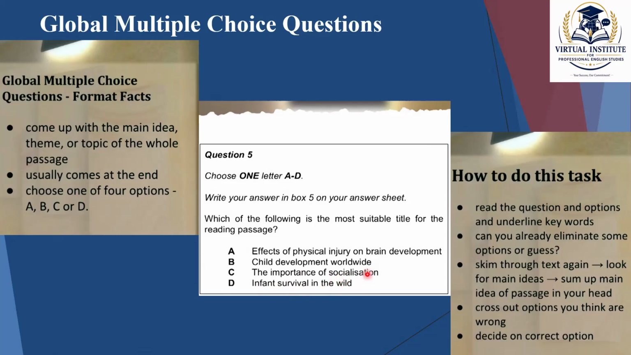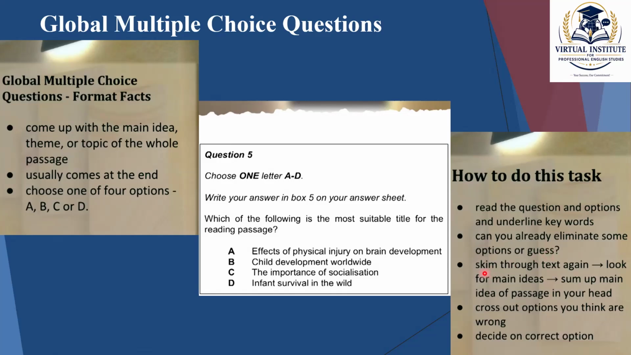By underlining and understanding the keywords, you can look for the rephrase or paraphrase of these words, and scan the passage and find your answer. Now, can you already eliminate some options or guess? If you have read the passage, automatically your mind will exclude or include some of the options, because your mind understands what the passage is all about. Once you understand the theme, the main idea of the passage, you will include some options and exclude others.